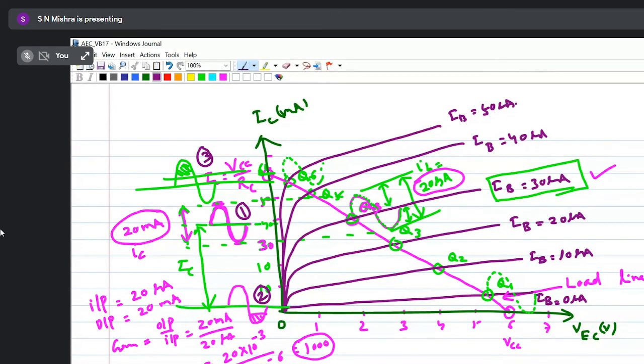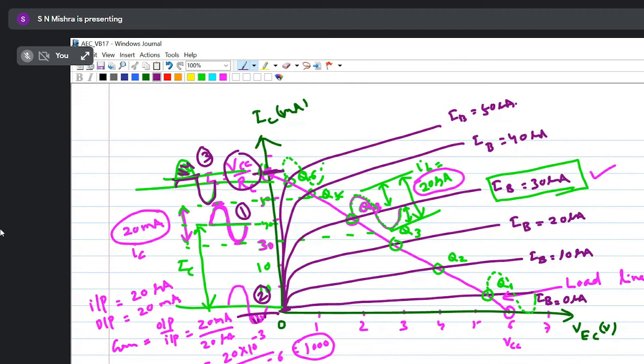Unfaithful, because some portion of the signal is clipping on the bottom side, because this is the minimum point, and beyond this minimum point I'm getting some signal, so it will be clipped. Similarly, this is my maximum current, VCC by RC, so whatever current I get beyond that will be clipped. So I am getting a positive clipped output here, a negative clipped output. So these are the unfaithful amplification.